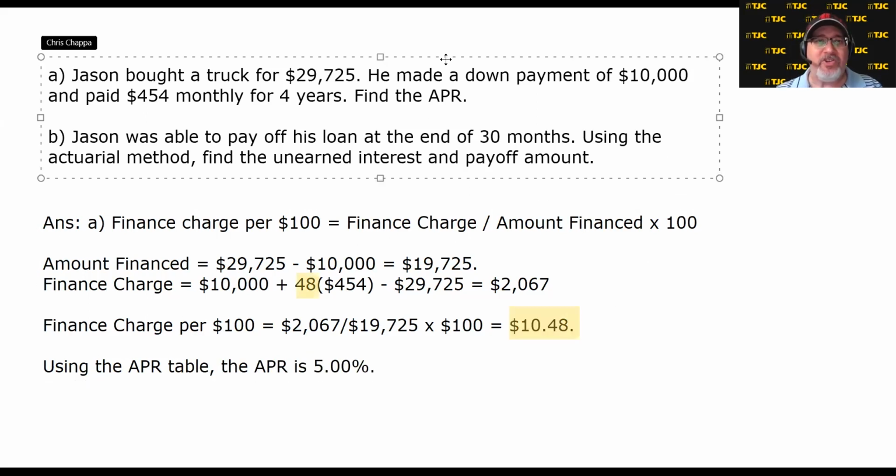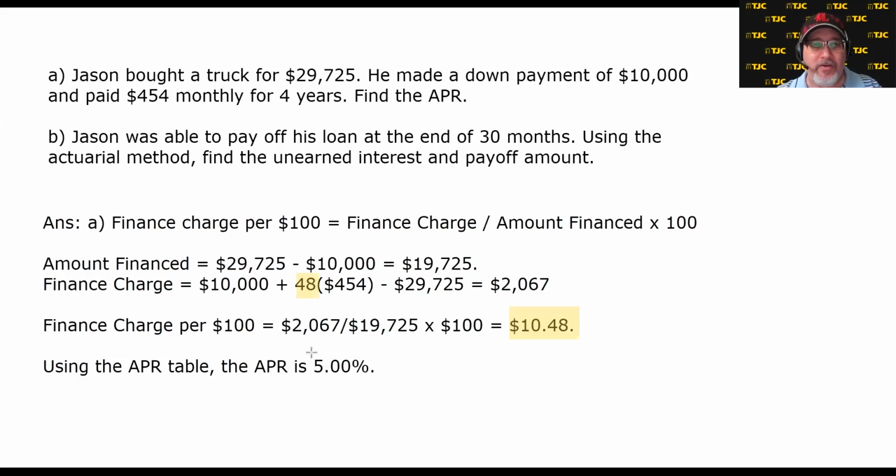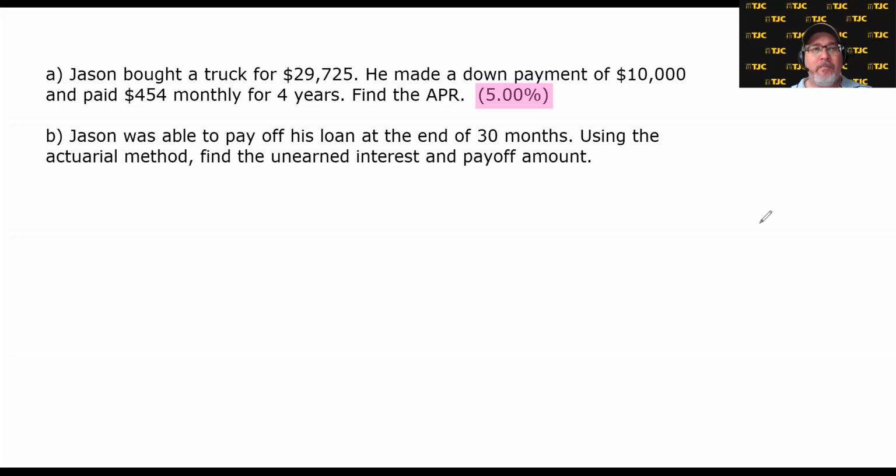All right, we got the first question answered. What is the APR? And remember, we're going to need that for the second part. So let's go to the next page and do the second part. For part B, Jason's going to pay off his loan at the end of 30 months, and using the actuarial method, we'll find the unearned interest and payoff amount. Let's bring the actuarial method formula for unearned interest into this page.